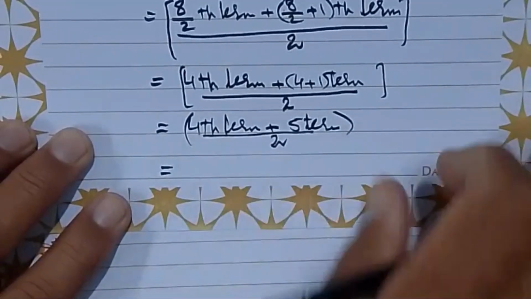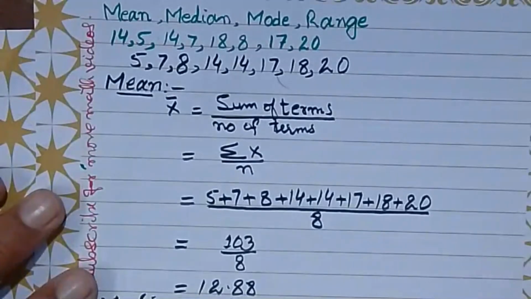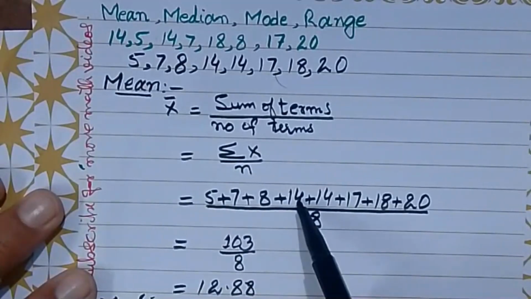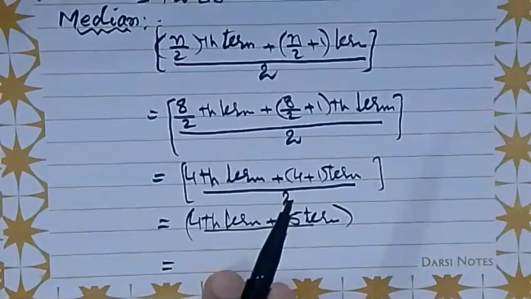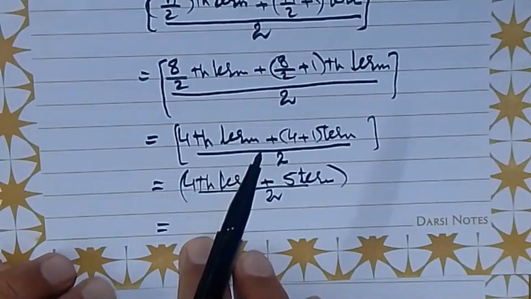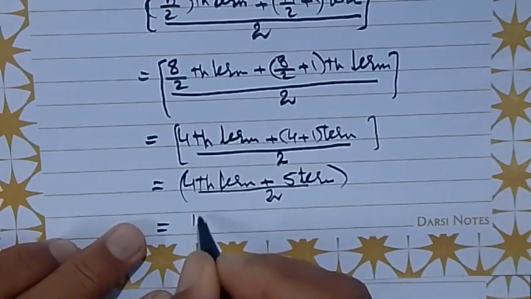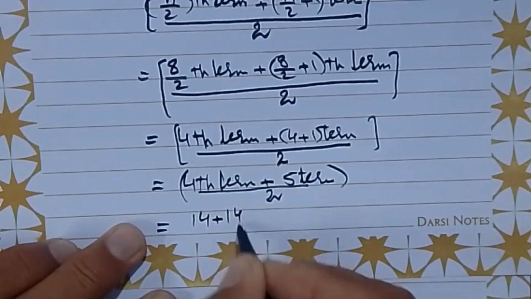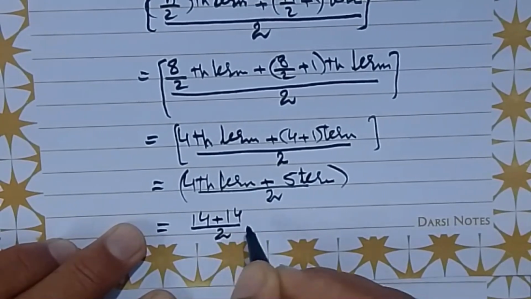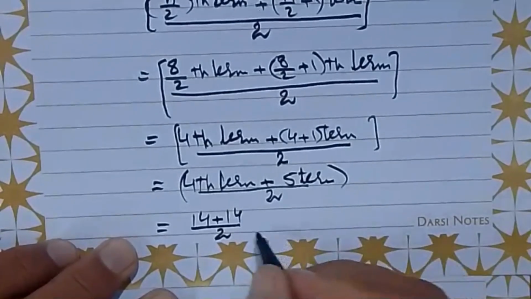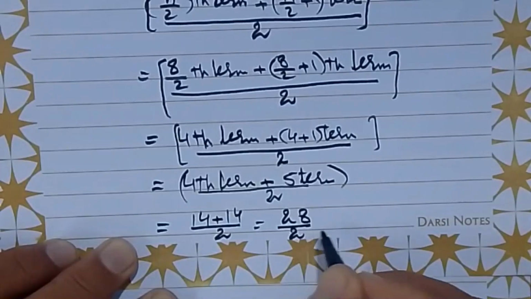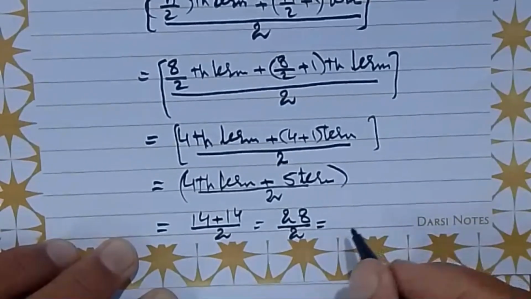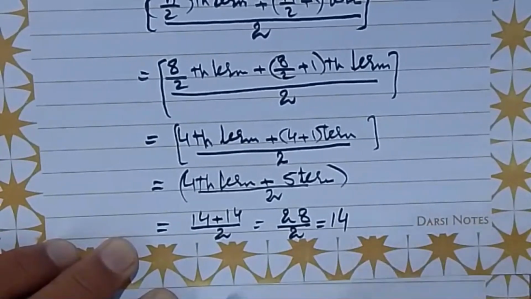The fourth term is here: 1, 2, 3, 4, 14, and the fifth term is also 14. Therefore it is equal to 14 plus 14 divided by 2, which is equal to 28 divided by 2, which is equal to 14. Median is equal to 14.